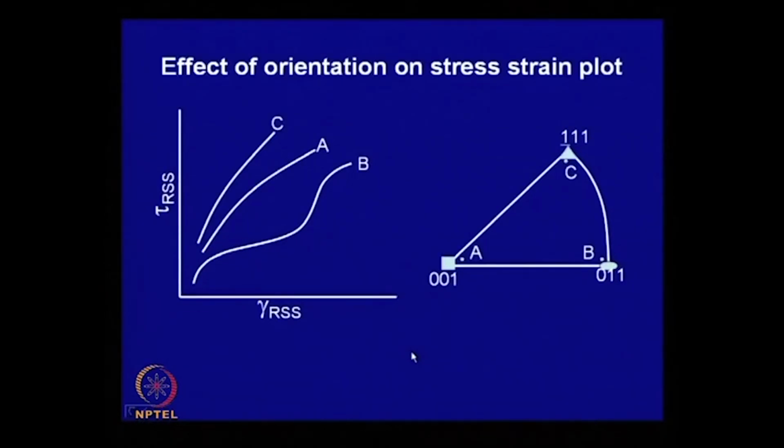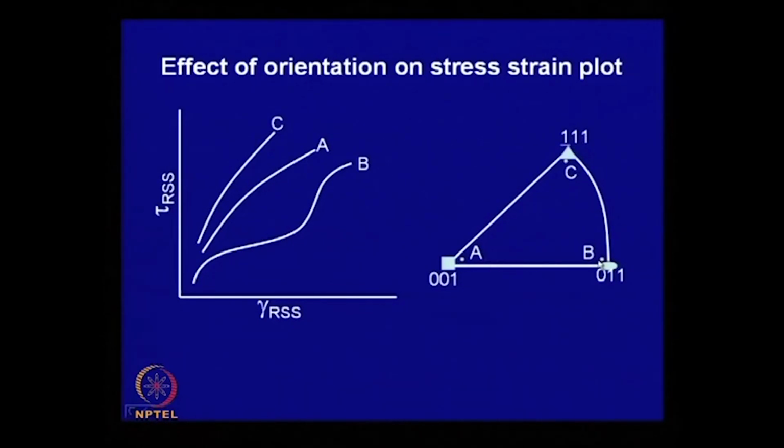Now, let us look at the effect of orientation on the nature of the resolved shear stress strain plot, which is shown over here. So, let us consider three orientations for a face centered cubic crystal. One is close to this point, which is near cube orientation. Another is somewhere here, which is close to 0 1 1, and another which is close to 1 1 1. Not exactly 1 1 1.